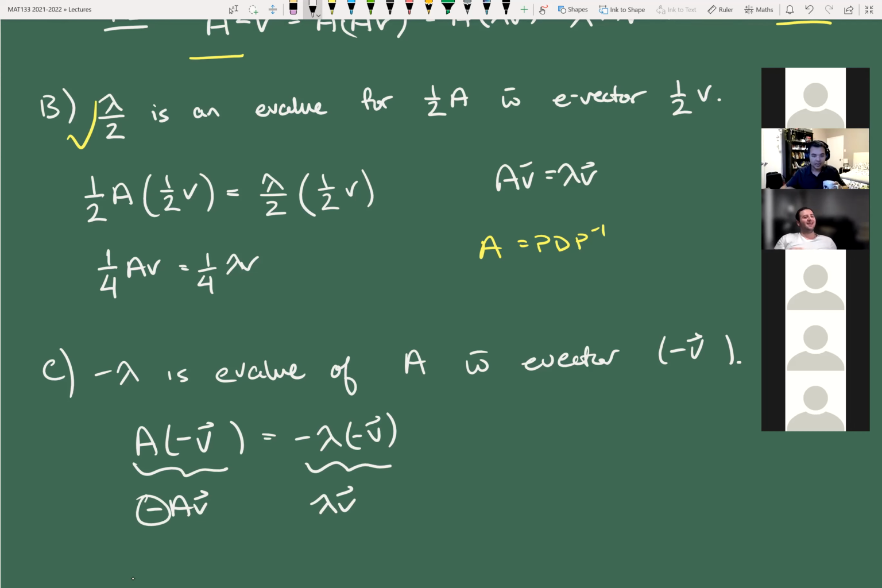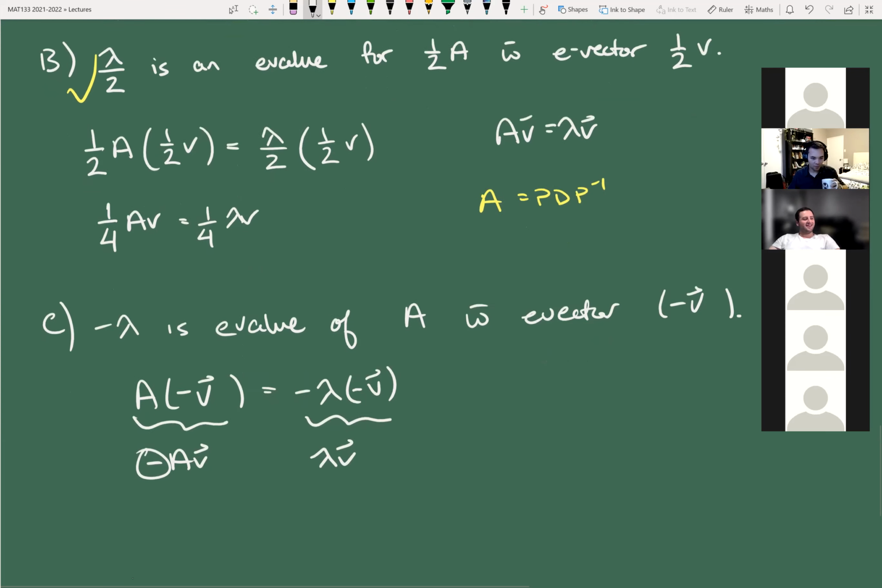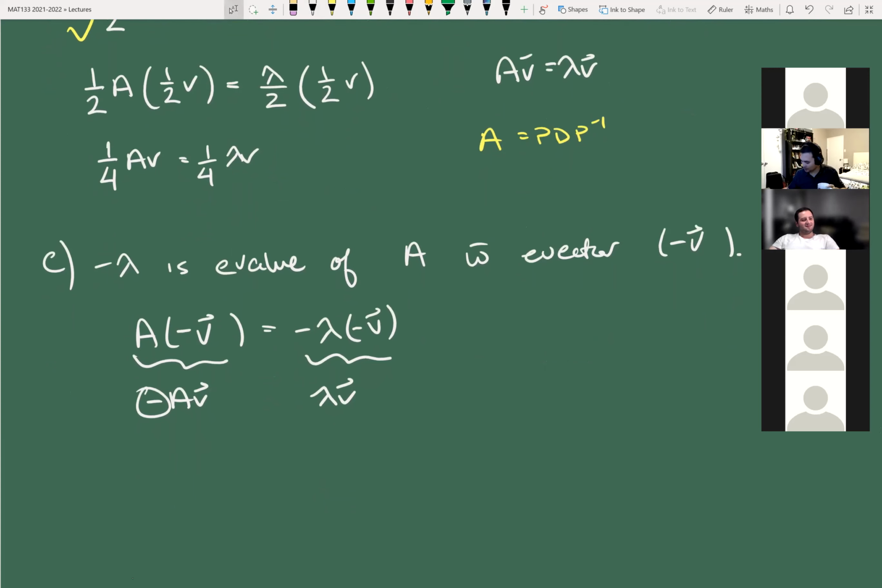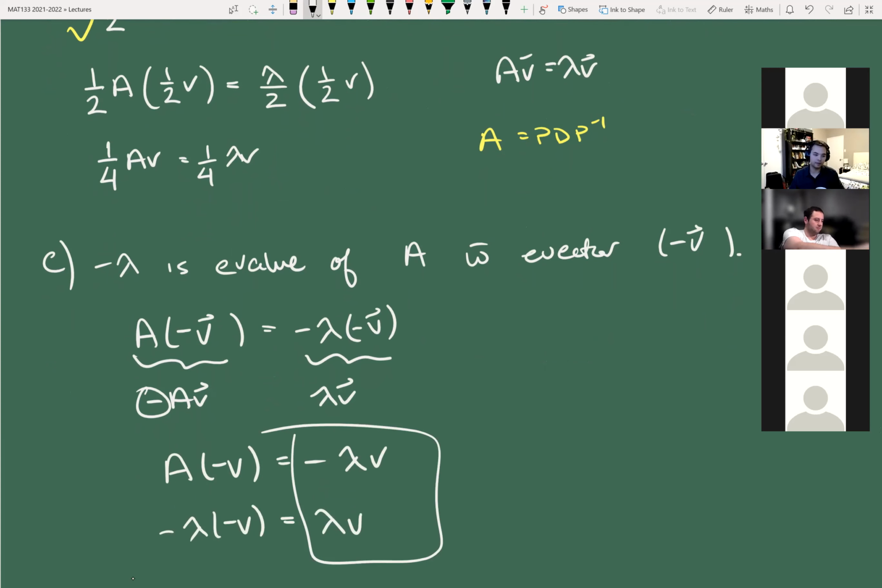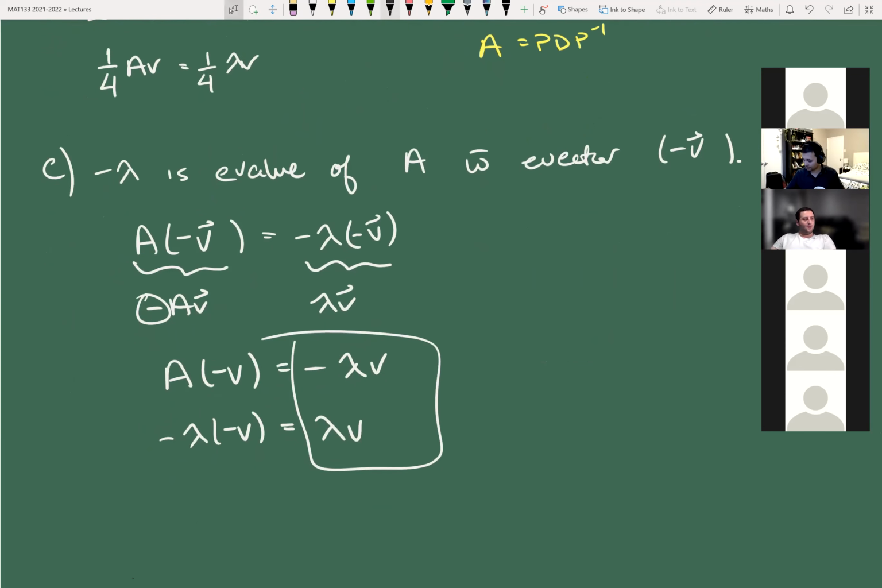Is everyone okay with why C doesn't work? Right? Because A times negative V is negative lambda V, but negative lambda negative V is just lambda V. And these two are not going to be equal. Everyone agrees? That makes sense? So C is not correct. All right, put a little X through C.